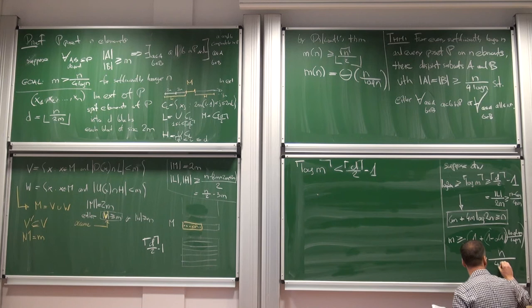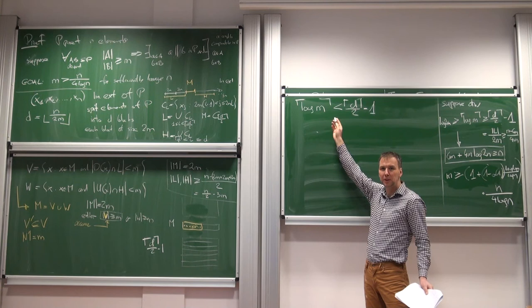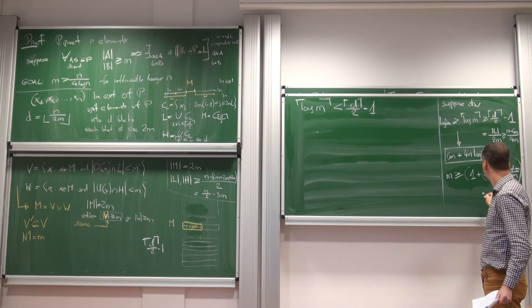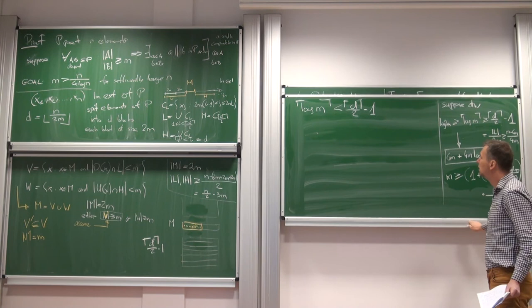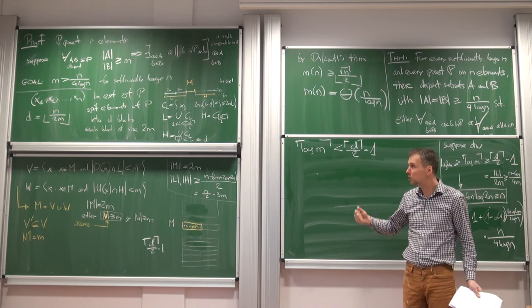So if we break this, then this means that we make m large. We make m what we want. So we actually have this inequality, and this inequality will allow us to iterate a procedure which will produce our homogeneous structure.